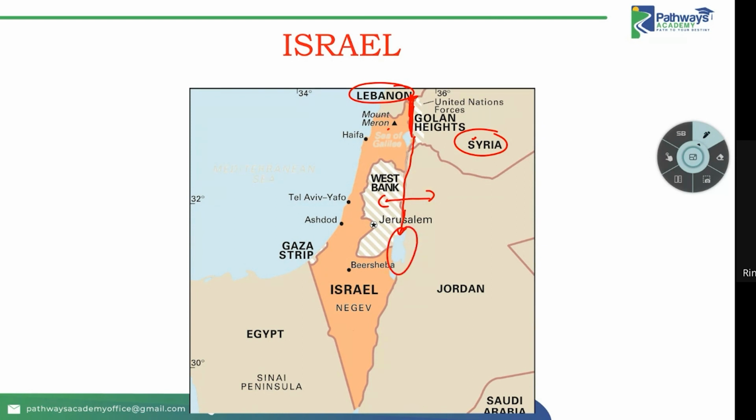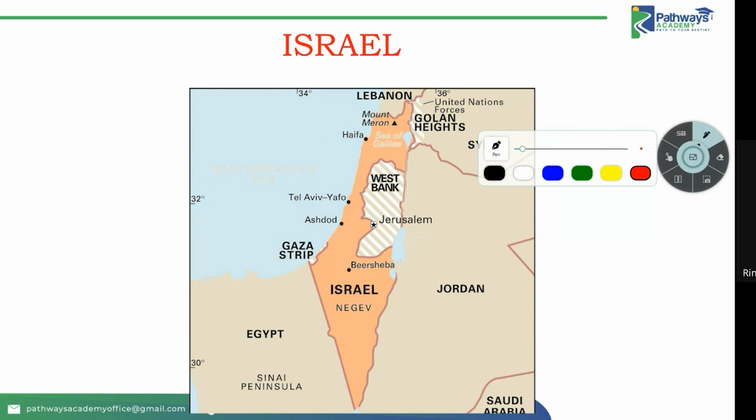Okay, then the Dead Sea shares a border with, or is situated between, which nations? It is situated between Israel and Jordan. We can also say Palestine because the West Bank is the territory of Palestine. Okay, so the Dead Sea is situated between Israel, Jordan, and Palestine.